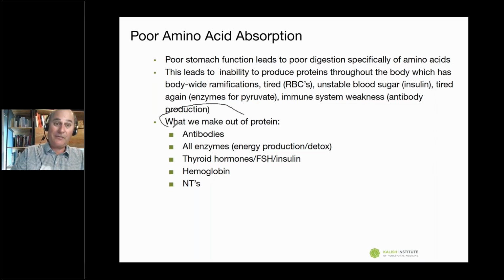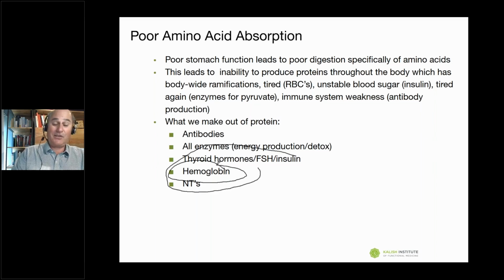What do you make out of proteins? What do you do with the proteins? Well, number one, you make antibodies. Now we're wondering why Neil had that bladder infection all the time. Antibodies are only made from amino acids. You don't have enough amino acids, you don't have enough antibodies. All enzymes, the enzymes that have to do with the citric acid cycle, all of those are proteins. If you don't have enough amino acids, your mitochondria are going to fall apart. You're going to be tired all the time. The list goes on and on and on.